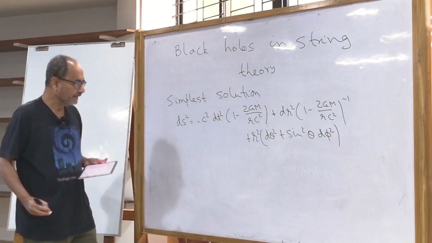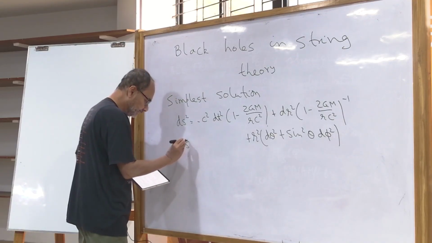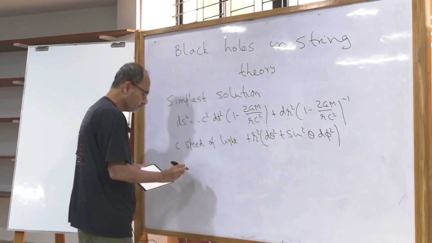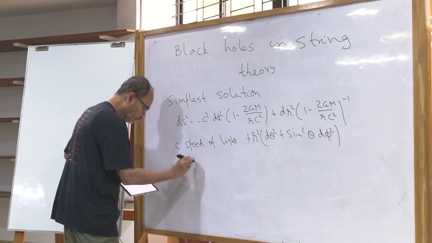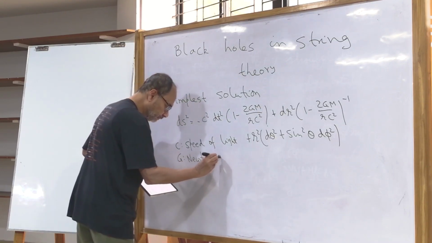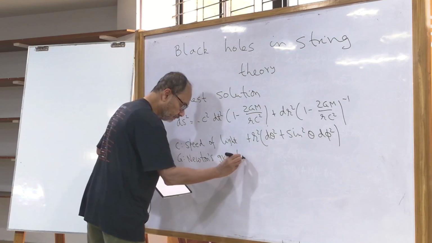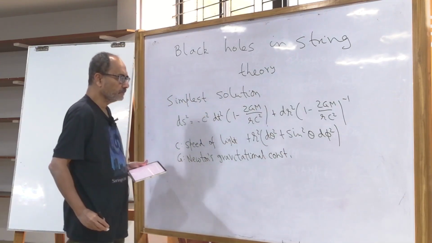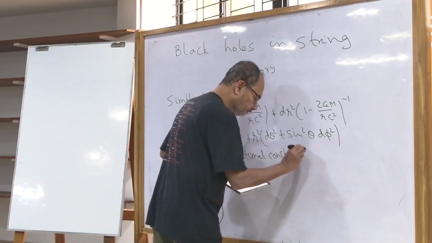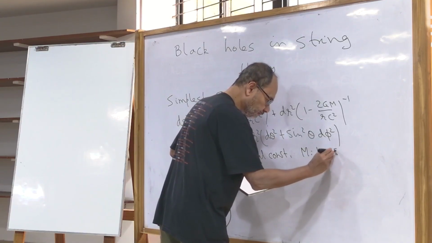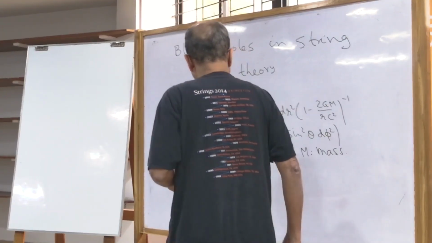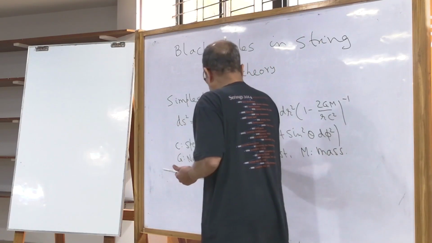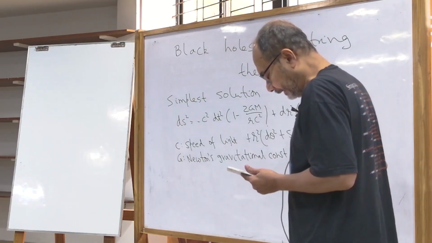Yes? No? Okay. So let me just see, c is the speed of light, G is Newton's gravitational constant, M is the mass, and t, r, theta, phi are the space-time coordinates. Okay, this is the way one writes the Schwarzschild metric.